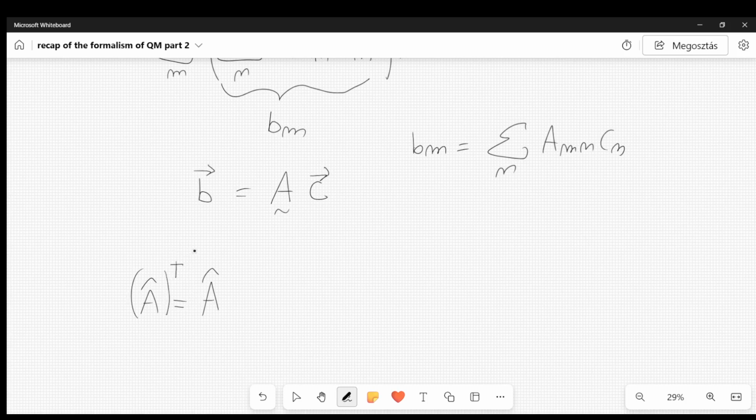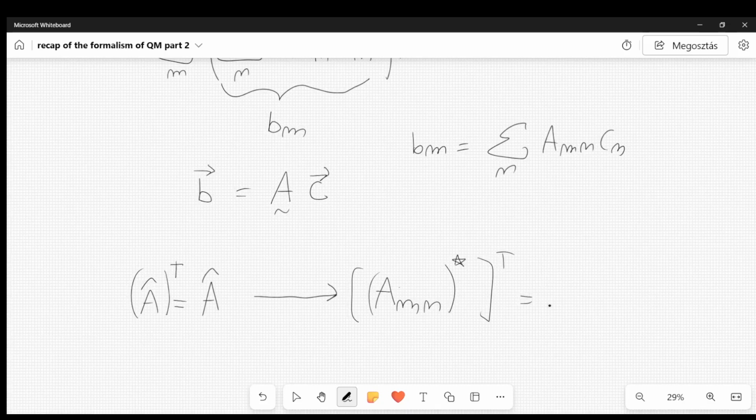And remember that the dagger represents a complex conjugation together with a transposition. So we take the transpose and then the complex conjugate. And of course, similarly, we can see this in the following manner. If we take the element of the operator A_mn and we take the complex conjugate and the transpose, or vice versa, so if you take the transpose and the complex conjugate, you get the same thing.